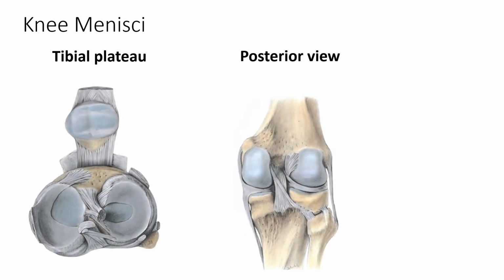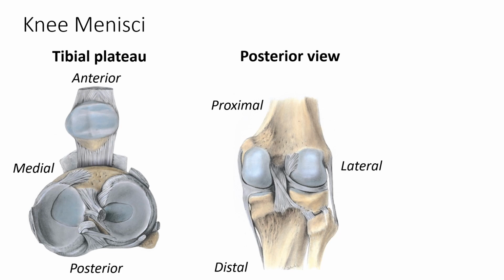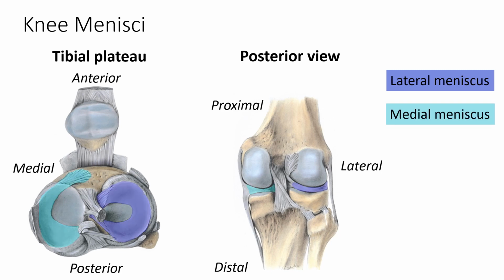So let's take a look at these menisci of the knee from a different view. So again, here's our tibial plateau on our left, and on our right we have a posterior view of the knee joint. So to orient you, we have our anterior and posterior portions of our tibial plateau and our proximal and distal regions of our posterior view of the knee joint. We can also identify our medial and lateral aspects as well. So now that we're oriented in these views, we can identify our lateral menisci and our medial menisci as well.